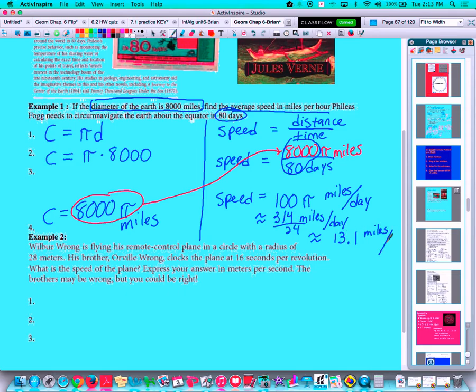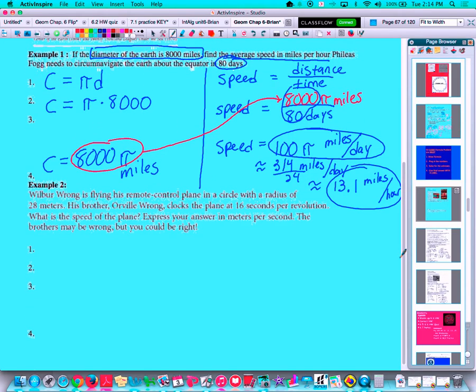miles per hour. And I could go through and do our little conversions that we worked on back in the beginning of the year. But I think we'll just leave it as 13.1 miles per hour, recognizing that I divided by 24 to get the miles per hour because there are 24 hours in a day. So however you want to think about that one, 100 pi miles per day, or approximately 314 miles per day, or about 13.1 miles per hour. That would be the speed.